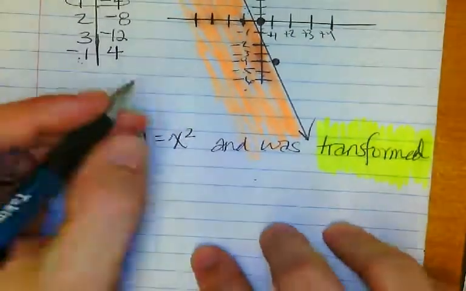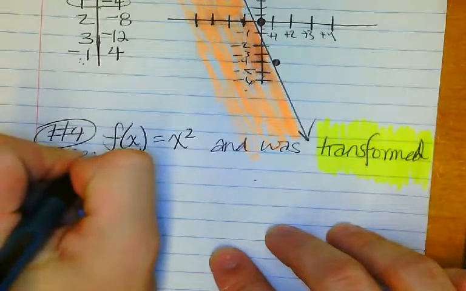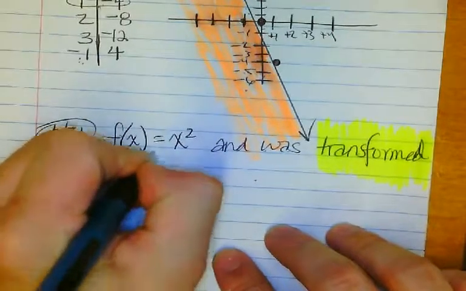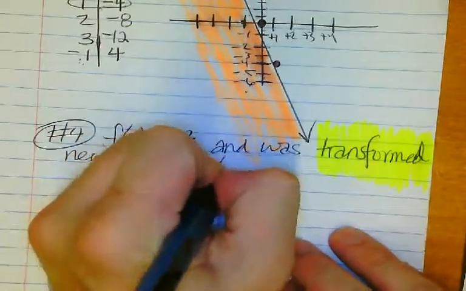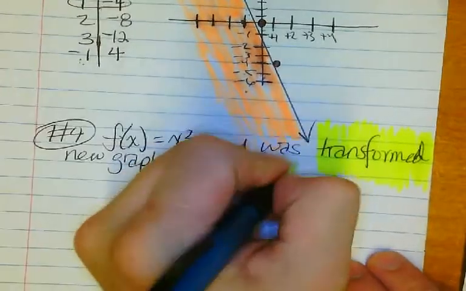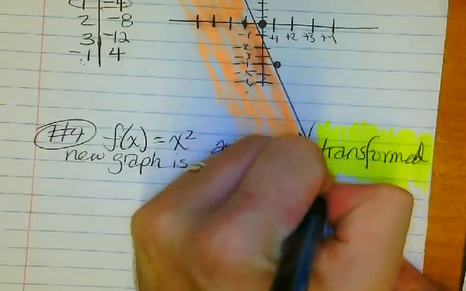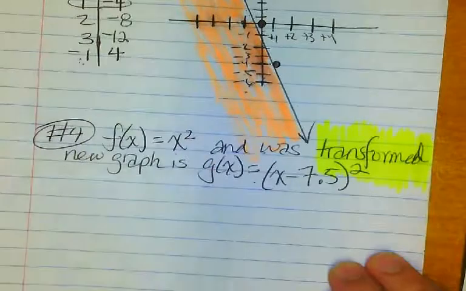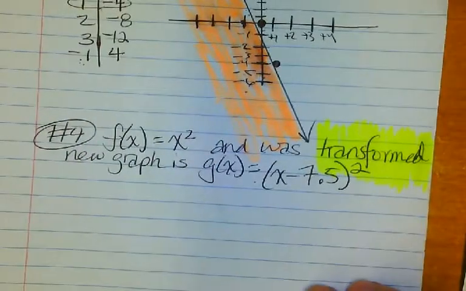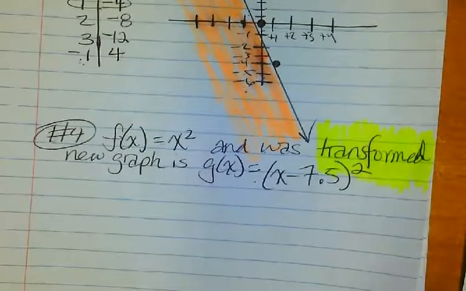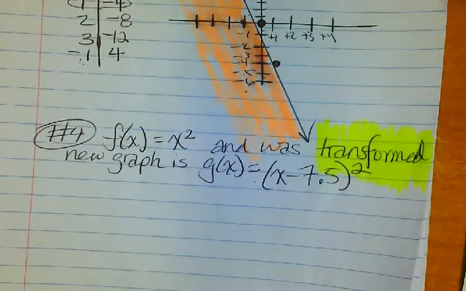So they're going to give you a new graph. New graph is g of x equals x minus 7.5 squared. So we have some options here. We could go up, down, left, or right. We can get flatter, steeper. We can do reflections.